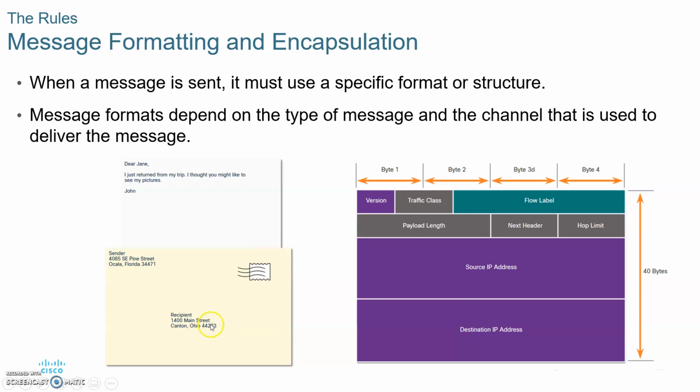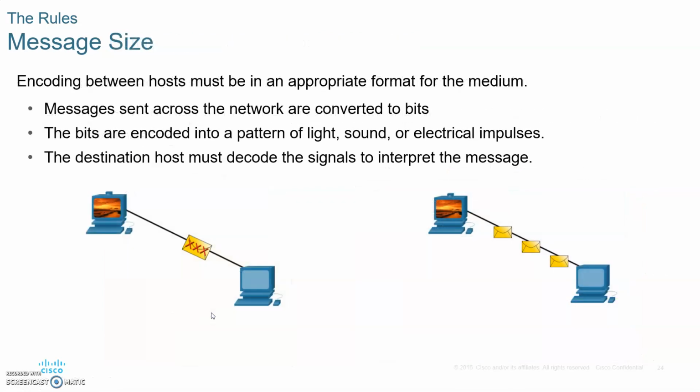IP addresses are like zip codes, right? The location. The source IP address is the source zip code. The destination IP address is the destination zip code, right?